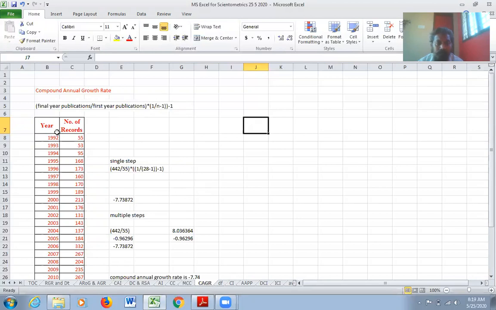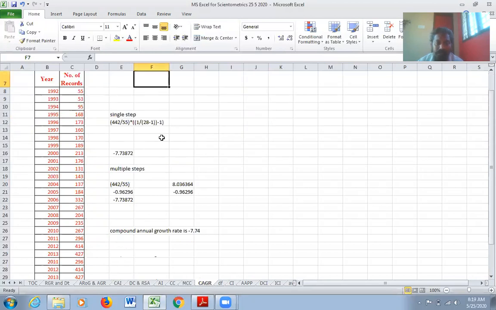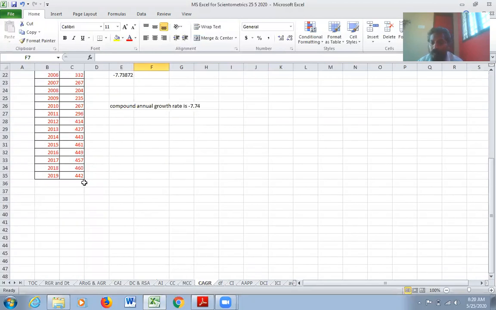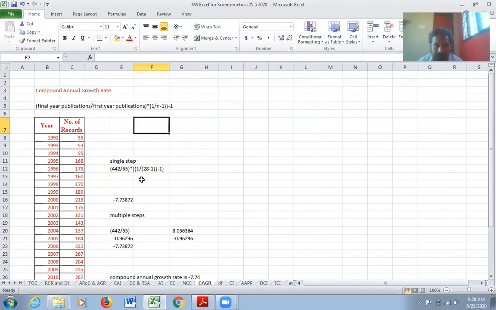For example, final year publications, you can see here what is the final publication? It's 442. Divided by first year publications, how much? 55. 55 multiplied by 1. Then n minus, what is 1? N means number of years of publication.